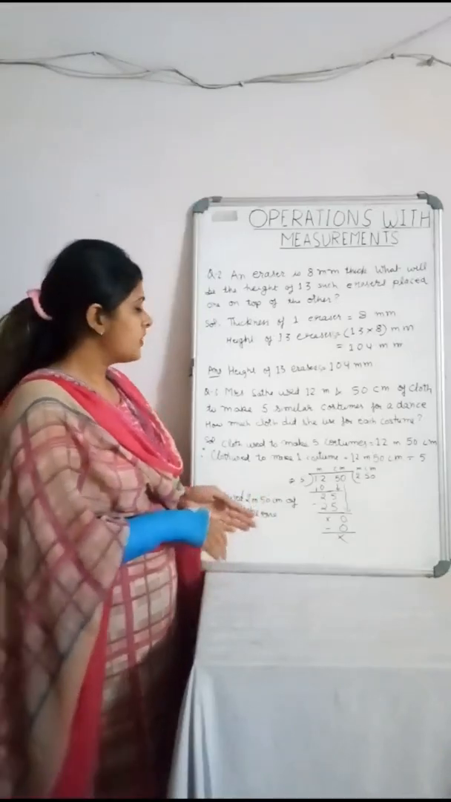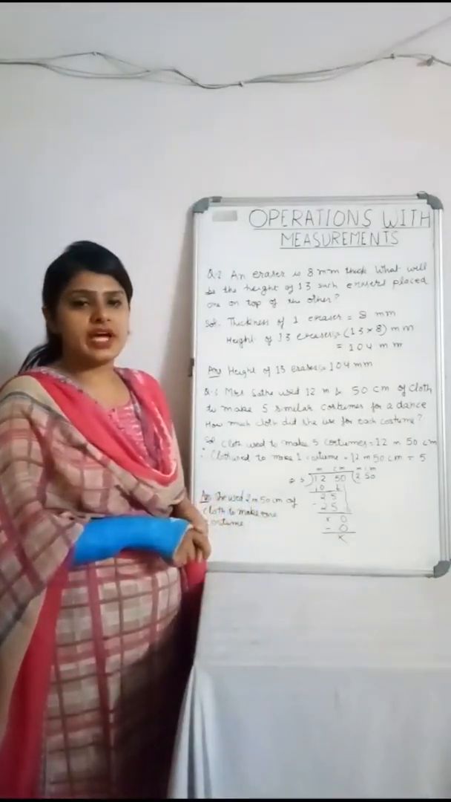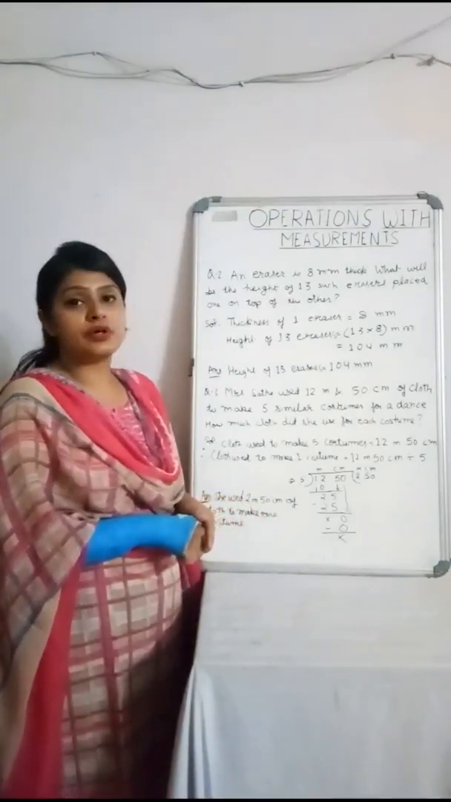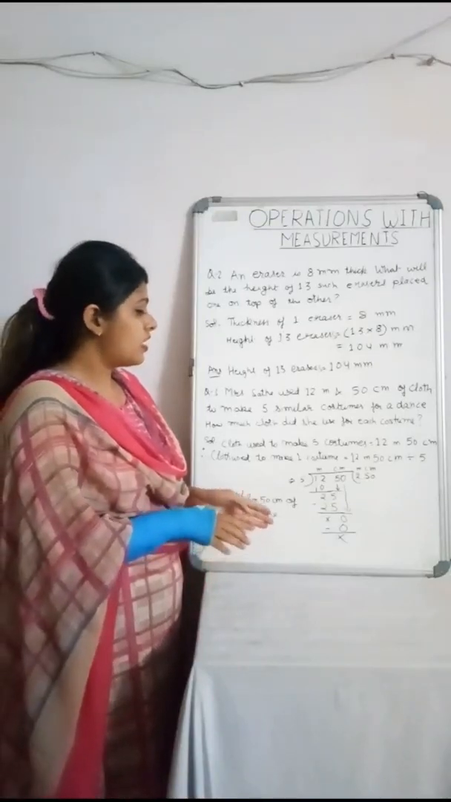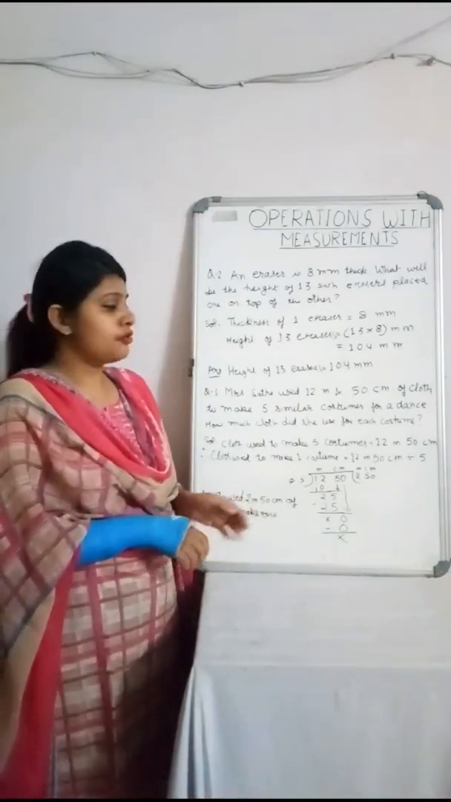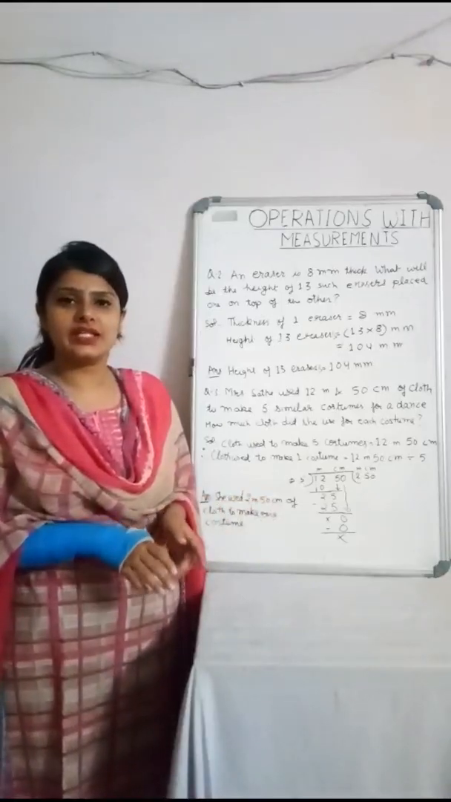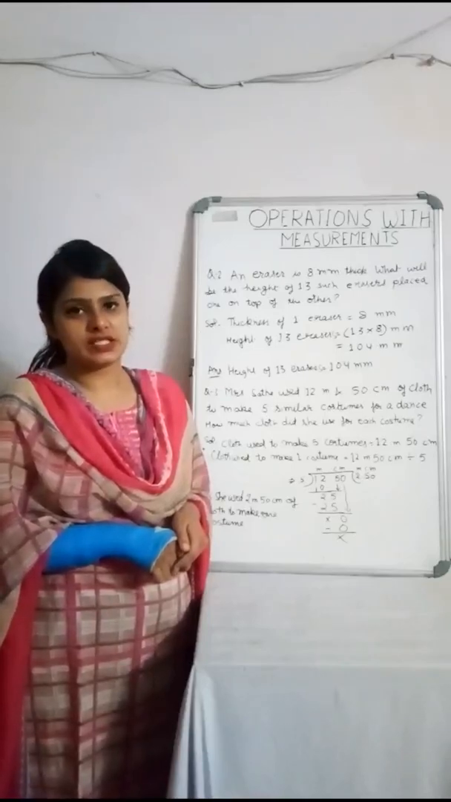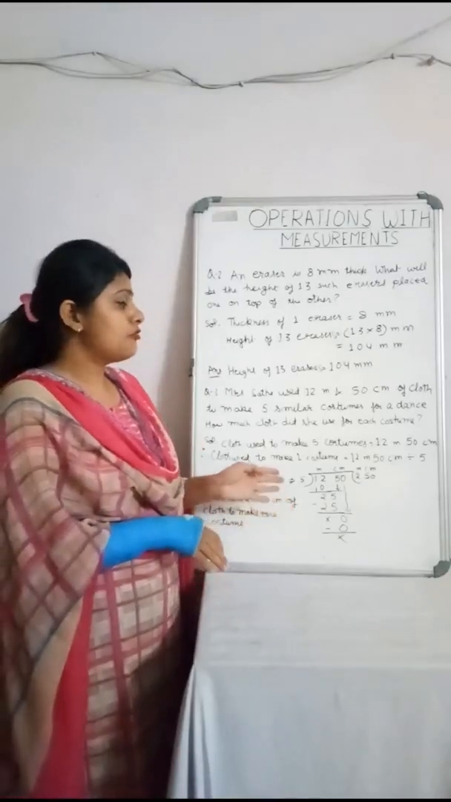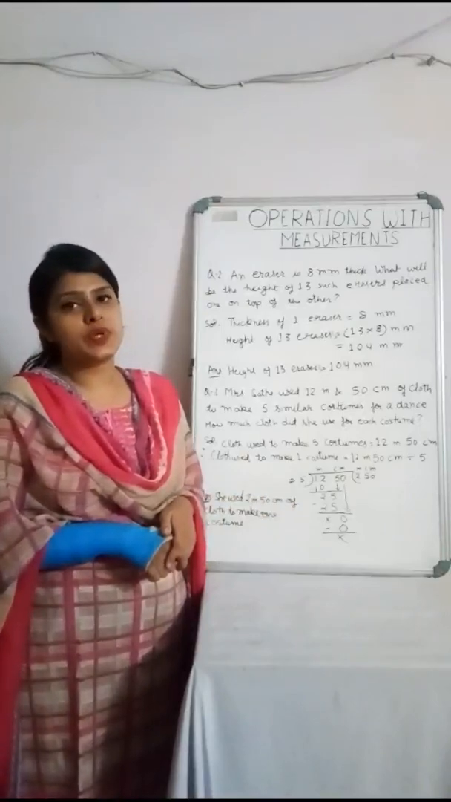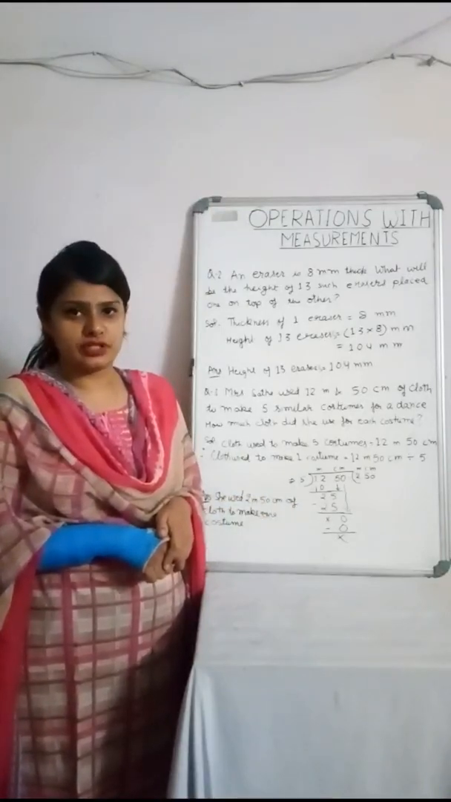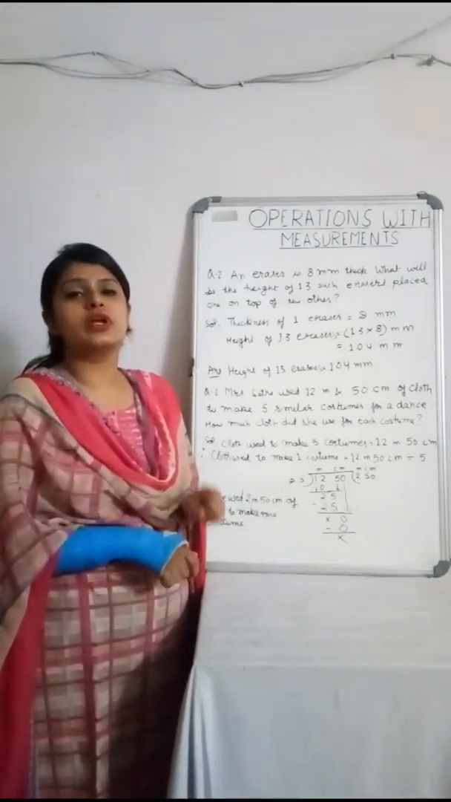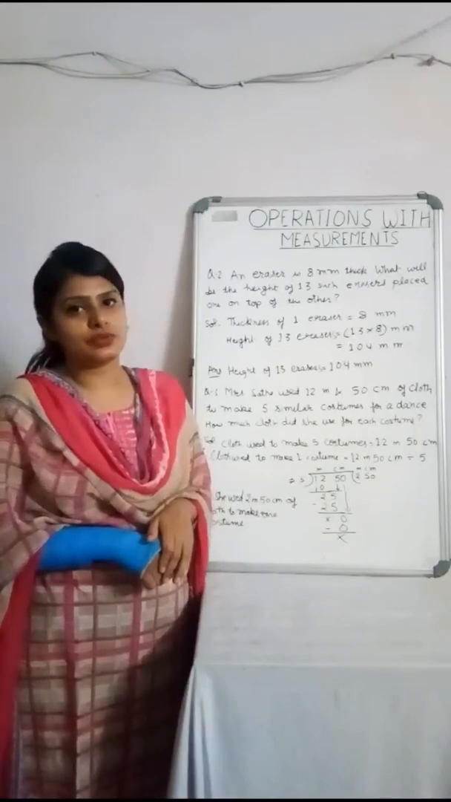Question number 3. Mrs. Sathe used 12 meter and 50 centimeters of cloth to make 5 similar costumes for a dance. How much cloth did she use for each costume? In this question, we get to know that there is a lady named Mrs. Sathe. She made 5 costumes from 12 meter 50 centimeters of cloth. Now we have to find how much cloth she will use for one costume or each costume.